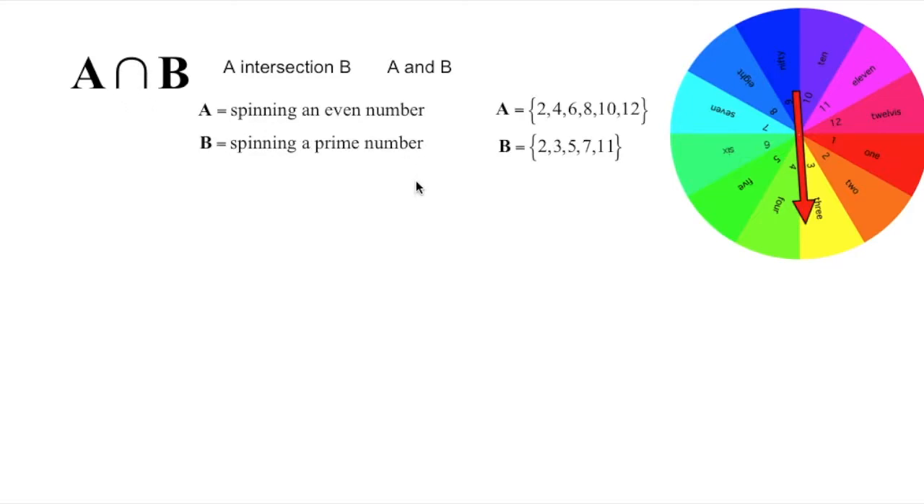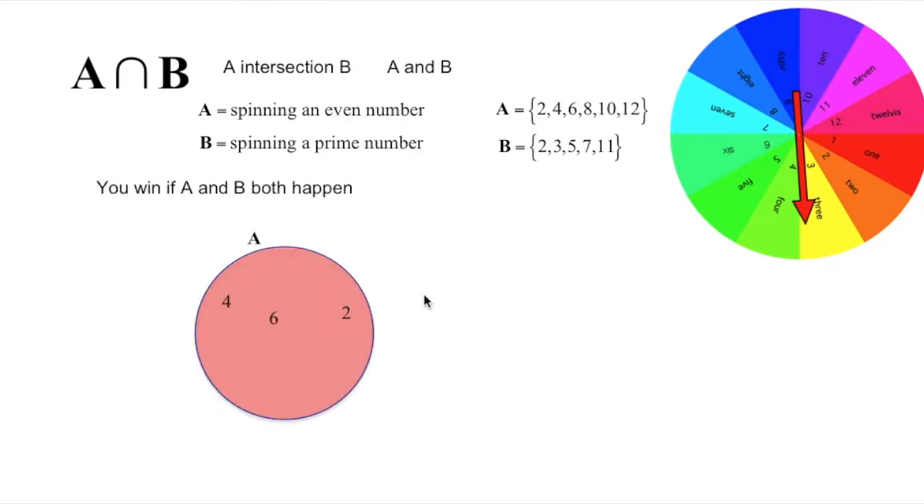Intersection. A intersection B. We could also think of the intersection as and. Same example, spinning A is spinning an even number, B is spinning a prime number. We're thinking you win if A and B both happen. A is 2, 4, 6, 8, 10, 12, and B is 2, 3, 5, 7, 11. You win if A and B both happen. So you can only win if the 2 comes up. If we look at the Venn diagram here, you have the A, I've shaded it this weird pinkish red color, and B is this yellow color. And notice the intersection, where they overlap, is orange.